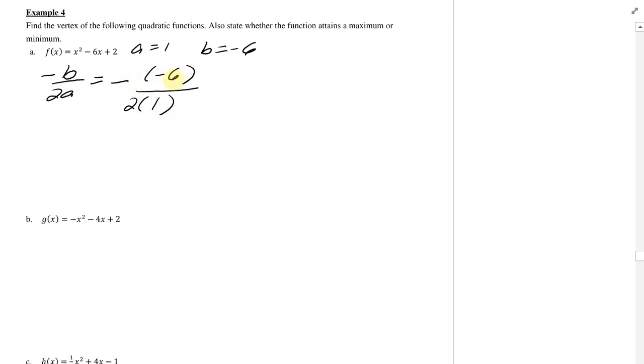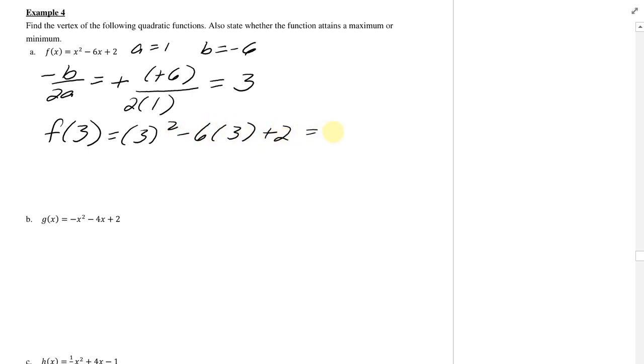So now as I work this out, the negative and the negative cancel out and become positives. So I just really have 6 divided by 2, so this will equal 3. Now, what do I do with that 3? I now have to plug this 3 into the function. So what I want you to do is evaluate this. Go ahead and plug it in, solve it, and hit play when you're ready. Okay, so if I plug this in, I get 3 squared minus 6 times 3 plus 2. So if I work that out, that becomes 9 minus 18 plus 2.